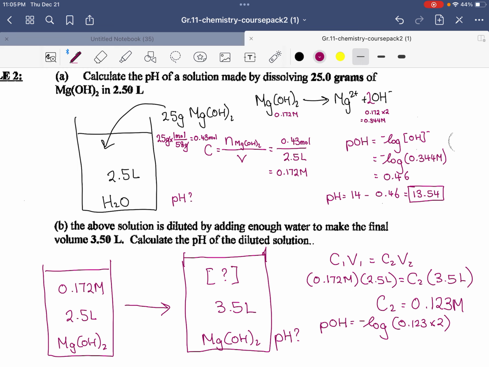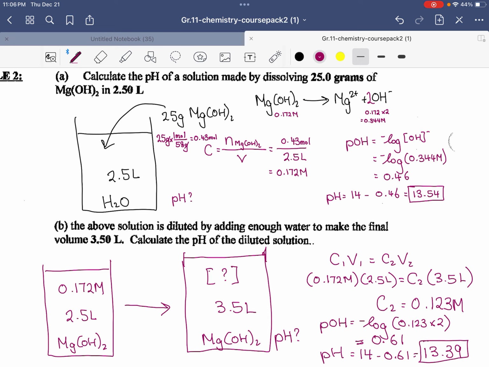And that is going to be 0.61. So that means pH is equal to 14 minus 0.61. And your answer is 13.39.